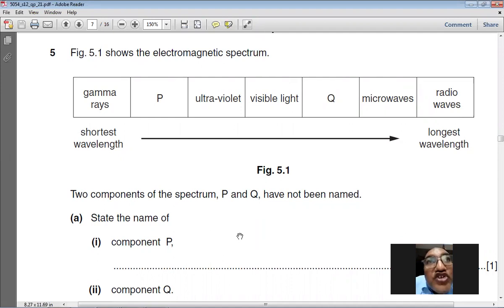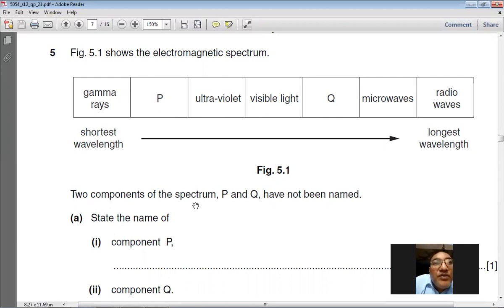Figure 5.1 shows the electromagnetic spectrum, and you should remember that code before we go into the question. Ronald McDonald is very ugly except Gary. Ronald stands for the radio waves. McDonald stands for the microwaves. Is stands for the infrared, very for visible light, ugly for ultraviolet, except stands for X-rays, and Gary stands for gamma rays. So radio waves, microwaves, infrared rays, visible light, ultraviolet, X-rays, and gamma rays. You should remember this password.